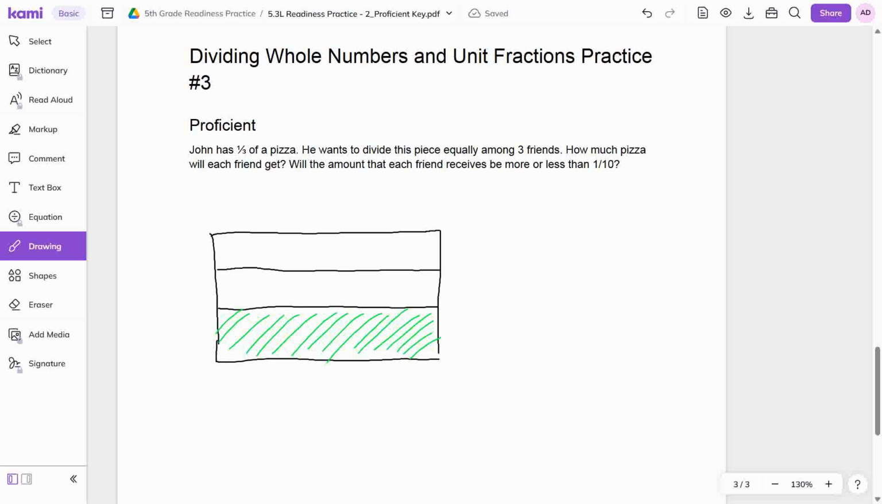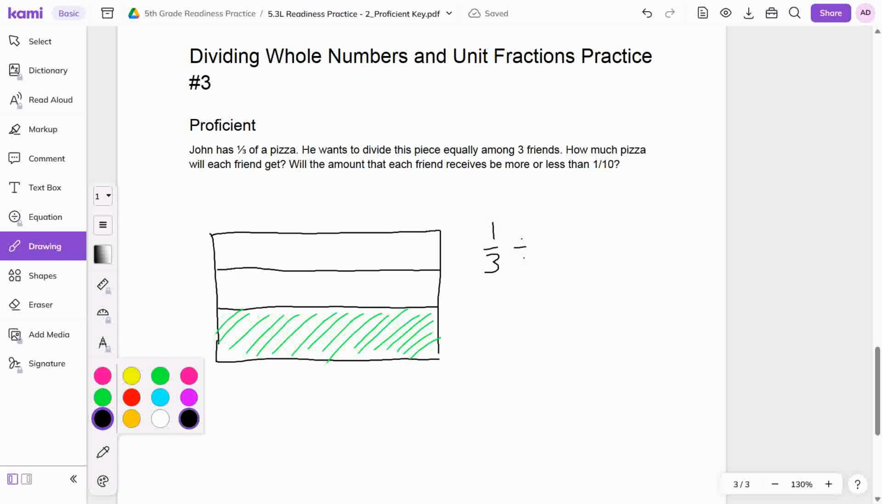Now, before we do this, let's see what happens if we use our equation first. We're going to take 1/3, and we're going to divide it equally among three friends. So we're going to divide it into three parts. Well, that's the same as if I take the inverse, that's multiplication, and then I take the reciprocal of 3, which is really 3/1, and we're going to flip that upside down. So I'm thinking it's going to be 1/9.